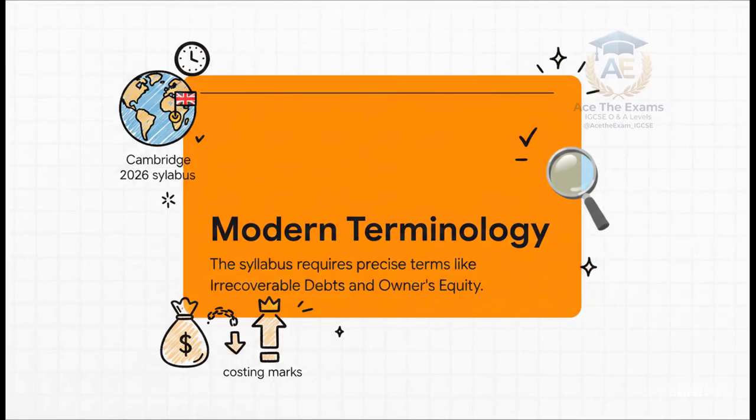Now listen closely because Cambridge has actually updated their standards for the 2026 syllabus, and you absolutely must adapt to this. The examiners are specifically hunting for modern international terminology. You've got to use terms like irrecoverable debts and owner's equity with literally 100% accuracy. Slipping back into old terminology is just going to cost you easy marks, whether you're valuing owner's equity or calculating the net book value of your depreciating assets. So lock these exact definitions into your brain right now.